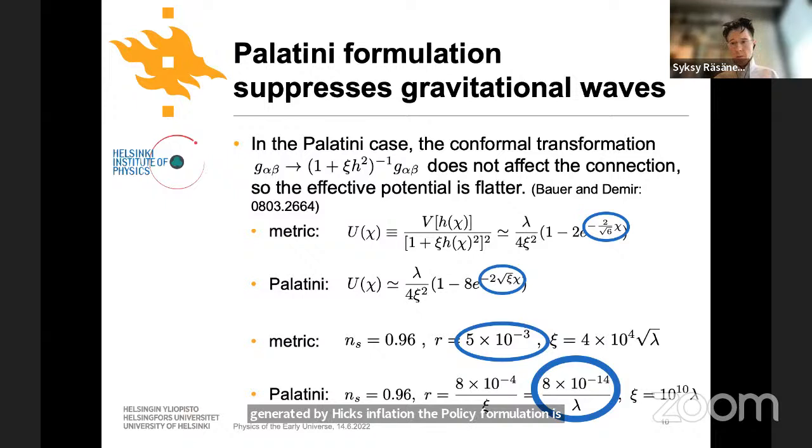So this is why the amplitude is smaller. That's the only difference. So the difference is not in the gravitational wave sector. The difference is in the scalar sector.